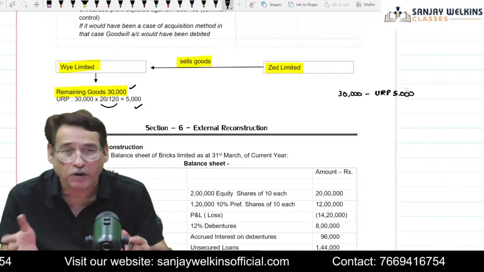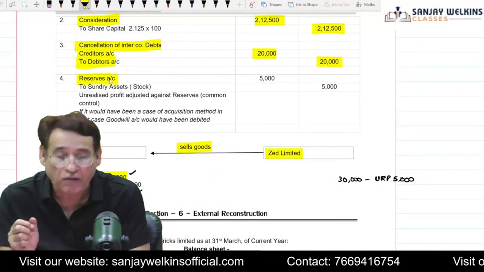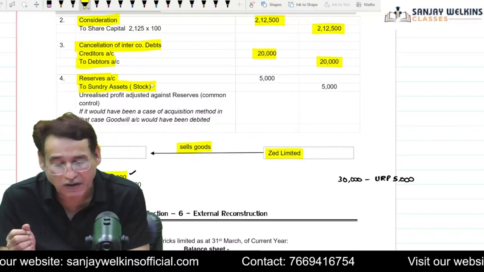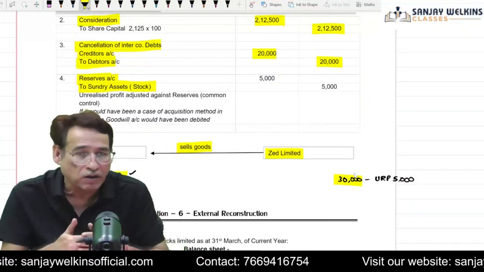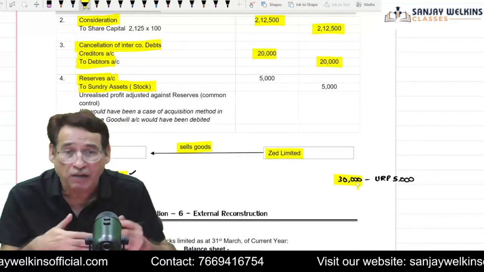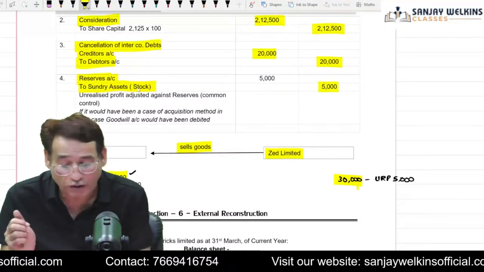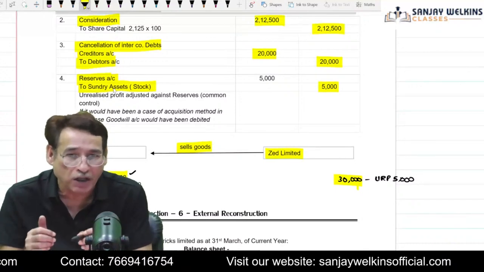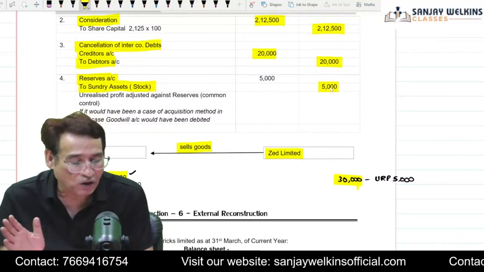Now, what is the treatment of unrealized profit? I have written the entry here, reserves account debit, or profit and loss account debit, and you can write credit to sundry assets. That means I have to reduce the value, because this 30,000 worth of stock which is being carried, its real price is 25,000 because it contains a profit element of 5,000. So we have to bring it to cost. That is why first of all stock will be reduced. But in the question the word stock is not written, which means stock must be included in sundry assets. So that is why I have written here sundry assets. Or you can directly write stock 5,000.